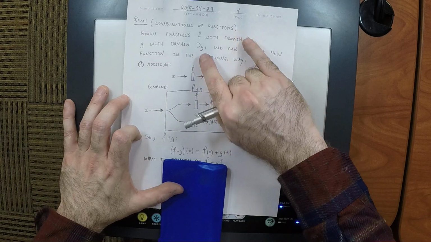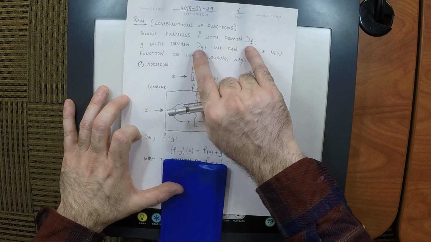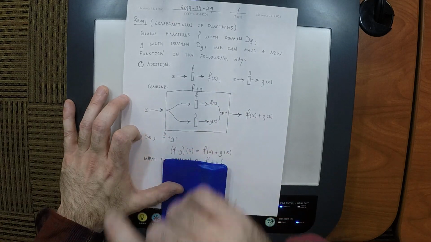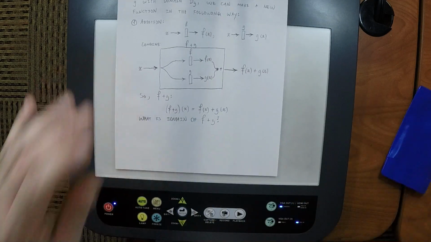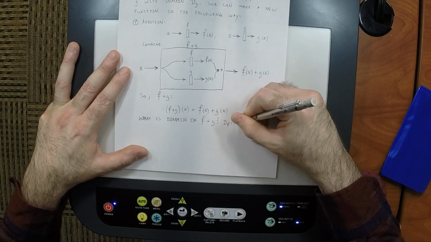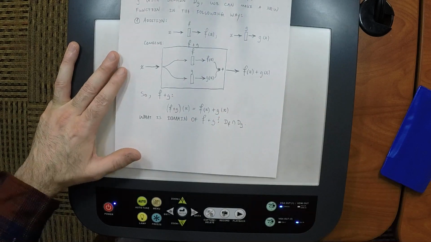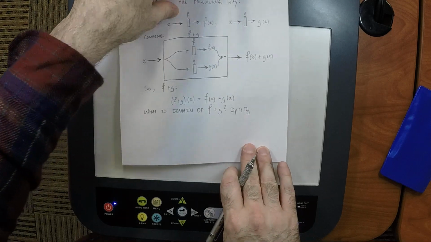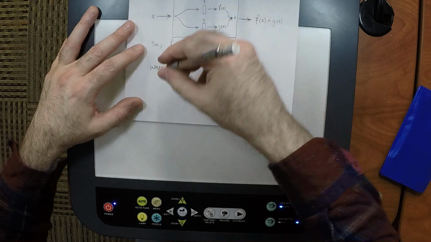So we've got a name for that, the set of all things that are in this set and also in that set. The intersection. So the domain has to be the intersection, d sub f intersect d sub g. So an example would be something like this.